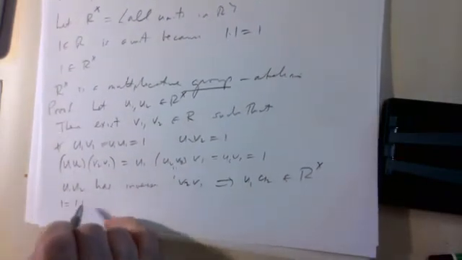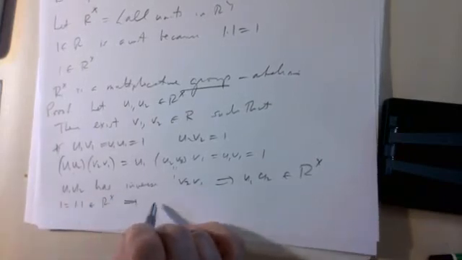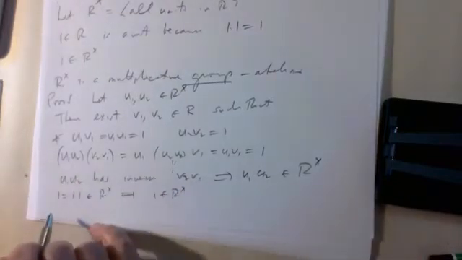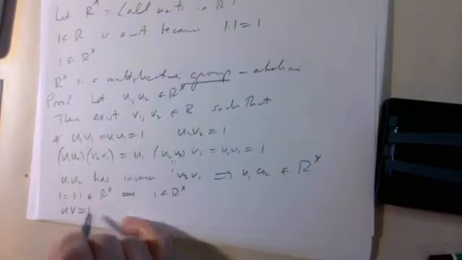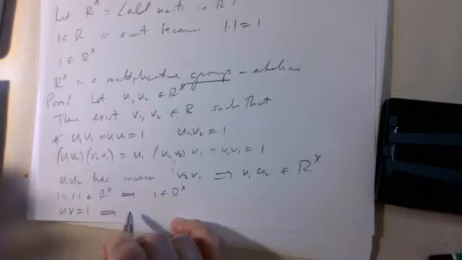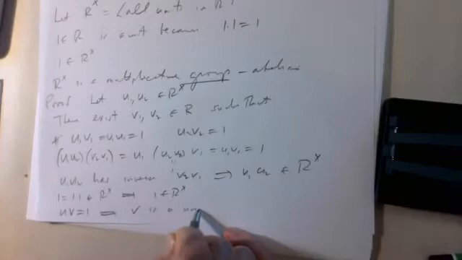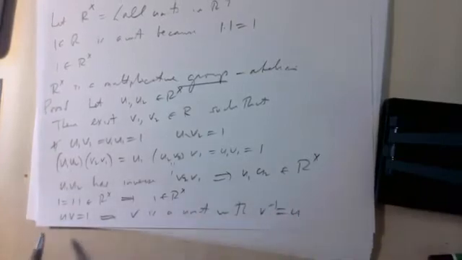And 1 equals 1 times 1, so 1 is a unit. I just said that already. And if UV equals 1, then V is also a unit, with inverse equal to U, right? U times V is 1.